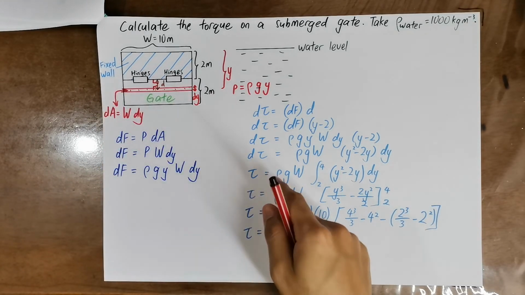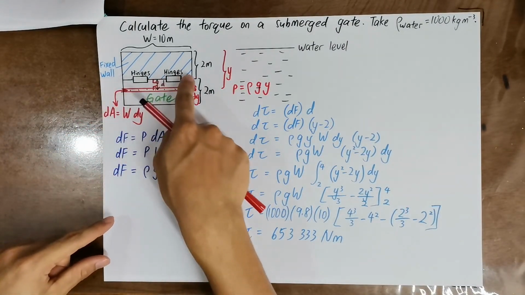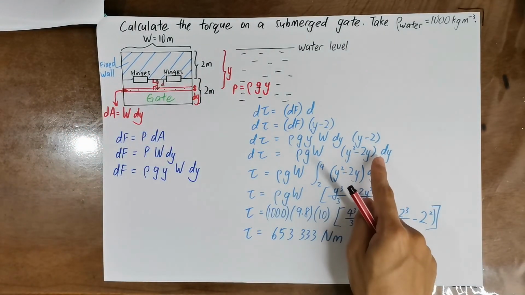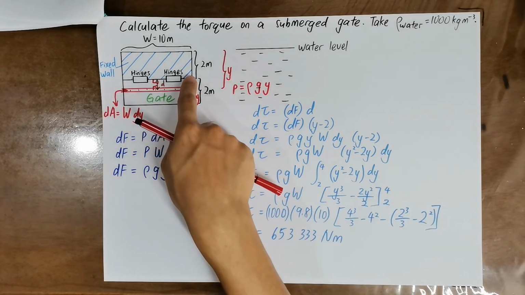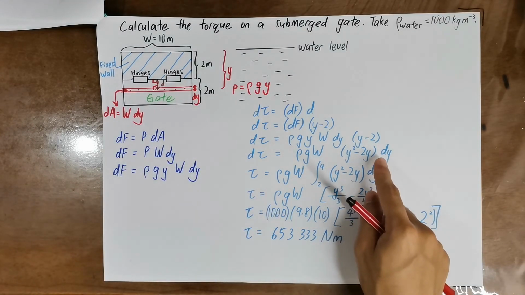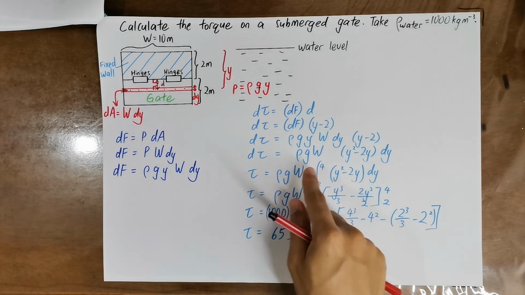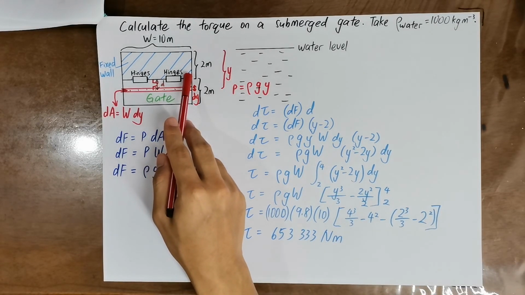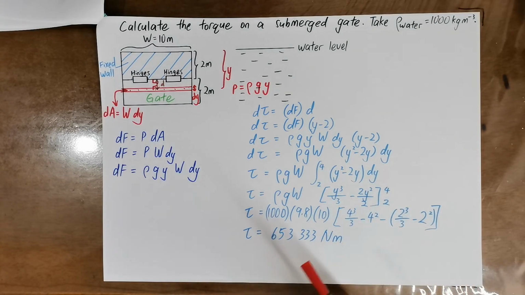Now I want you to find the torque on the whole gate. Then you do your integration. y is from 2 meter until 4 meter. I repeat one more time: the lower limit for y is 2, and the upper limit is 4, which is from here all the way to here. So this is how you calculate the torque.